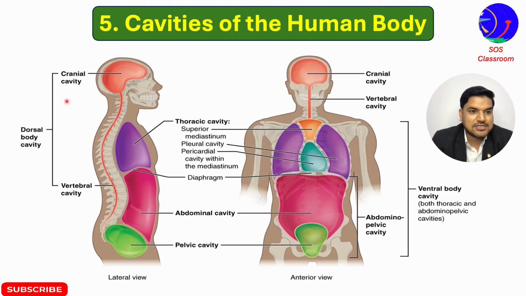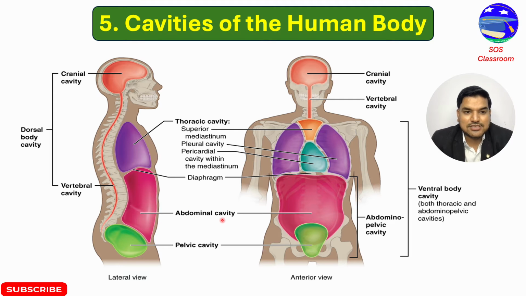The dorsal body cavity is divided into cranial cavity and vertebral cavity. In the cranial cavity, the organ protected is the brain. And in the vertebral cavity, the organ protected is the spinal cord. The ventral cavity is divided into thoracic, abdominal and pelvic cavity. In the thoracic cavity, the organs protected are the lungs and heart. You can see this is your lungs and this is your heart.